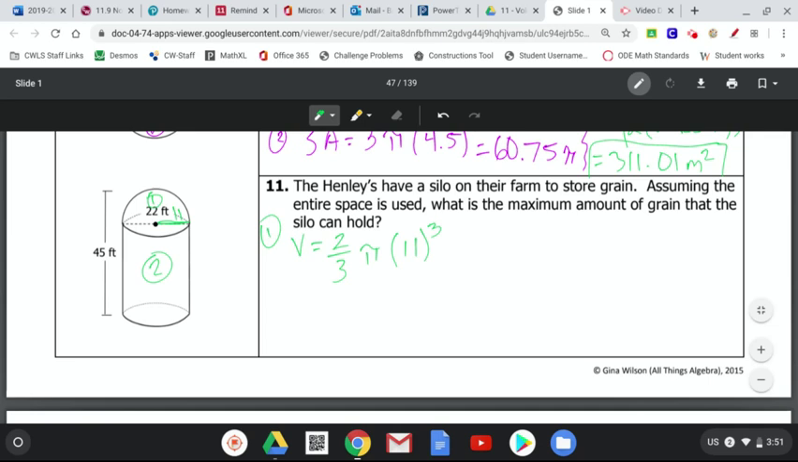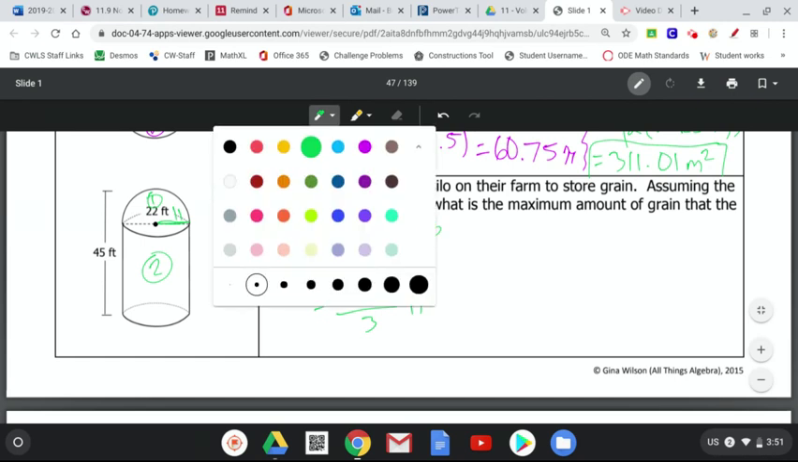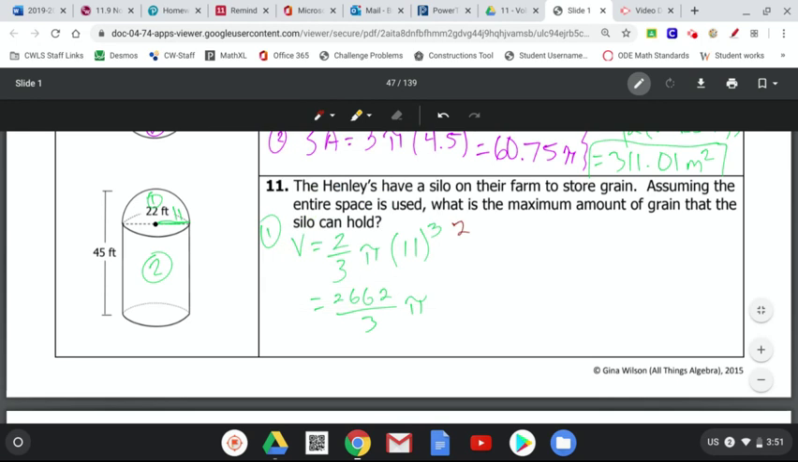So 11 cubed. When we do that, that's going to give us 2,662 over 3 pi. And then if we go on to the second figure, which is a cylinder, the volume of a cylinder is just going to be pi r squared times the height. So for this one, we know our radius is 11, but we have to figure out the height. It tells us the height from the top to the bottom is 45.